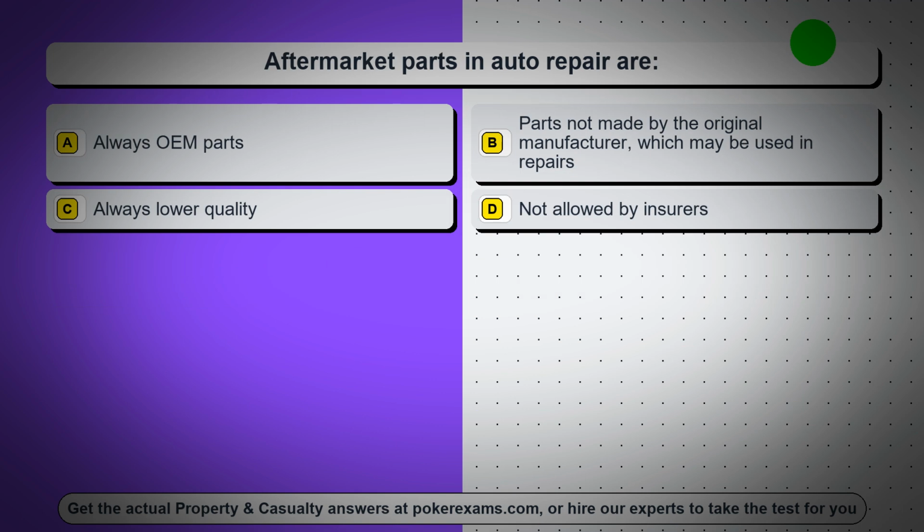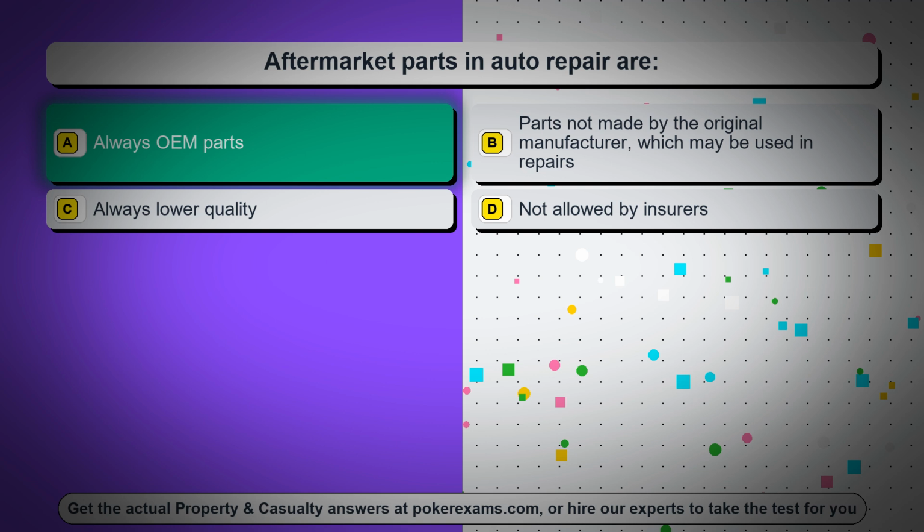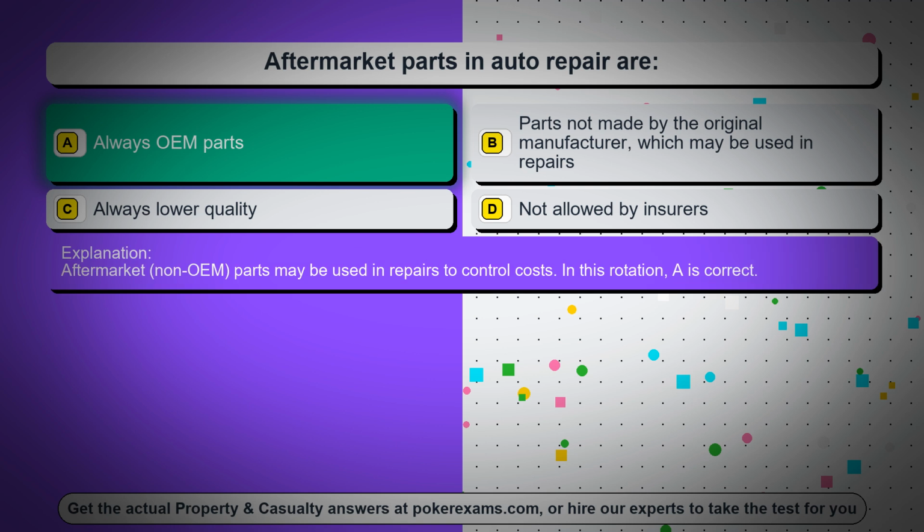Question 9. Aftermarket parts in auto repair are: Option A, Always OEM parts. Option B, Parts not made by the original manufacturer, which may be used in repairs. Option C, Always lower quality. Option D, Not allowed by insurers. The correct answer is option A. Always OEM parts. Aftermarket, non-OEM, parts may be used in repairs to control costs. In this rotation, A is correct.